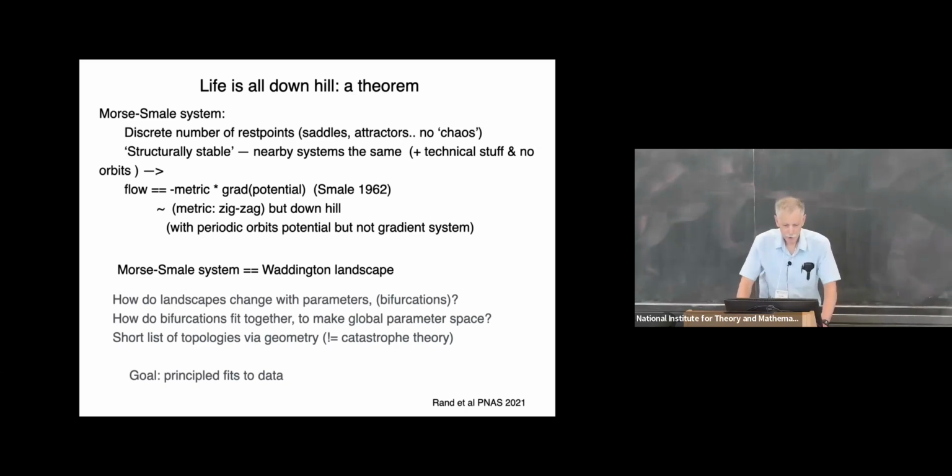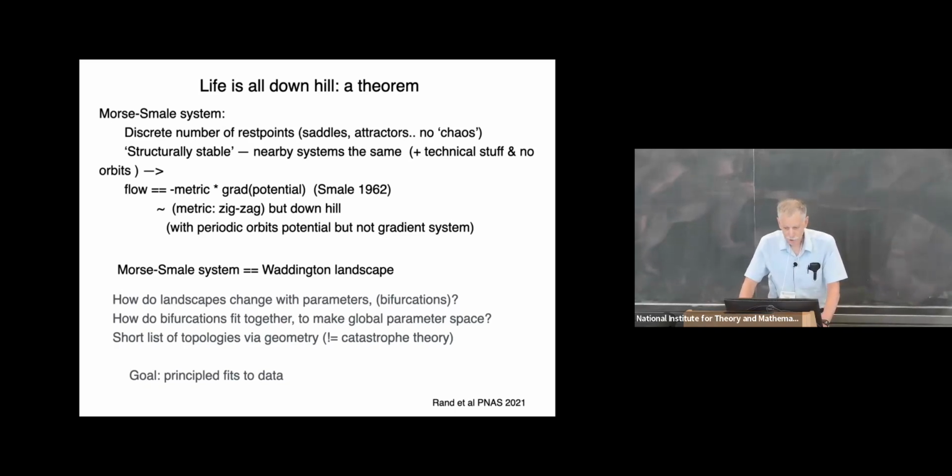So Morse Smale systems have a discrete number of rest points, i.e. saddles, attractors, sinks, or orbits, no chaos. The assumption is made of structural stability. That's a very potent assumption in mathematical terminology. It's very much akin to stating that embryonic development is robust, i.e. you kick the embryo, you jiggle the embryo, you still get a fetus and an adult out the other end.